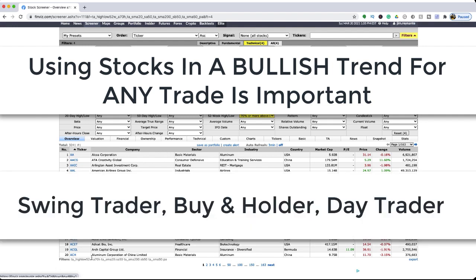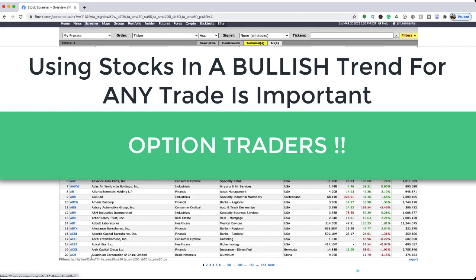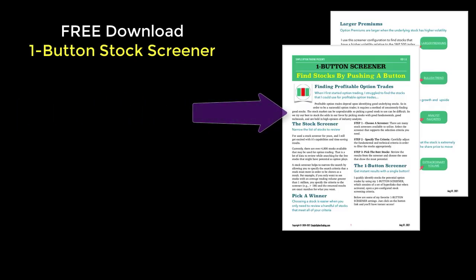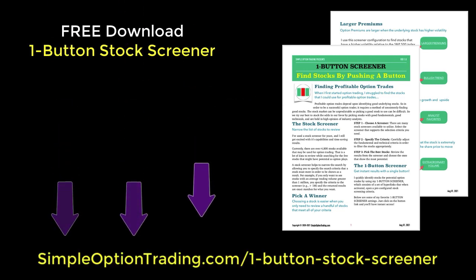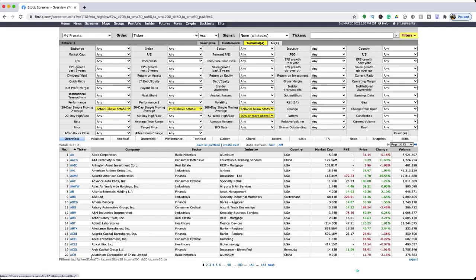It doesn't matter if you're a swing trader or a buy and holder or a day trader, or like us, option traders. Be sure to get my free 1-button stock screener. It's the tool I use to help me pick stocks for option trades. You can download it at my website, simpleoptiontrading.com/one-button-stock-screener. I suggest using a stock screener to help you identify those stocks that are trending higher.